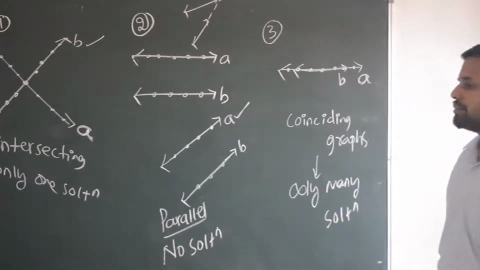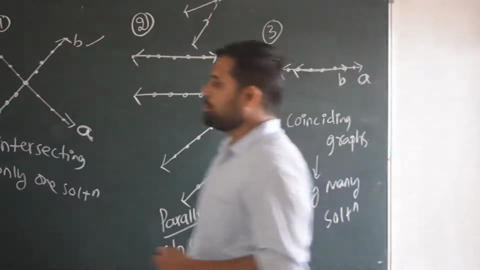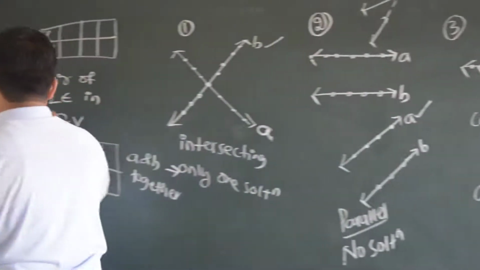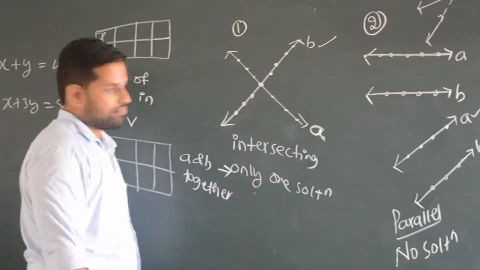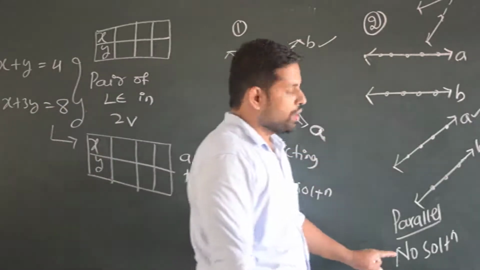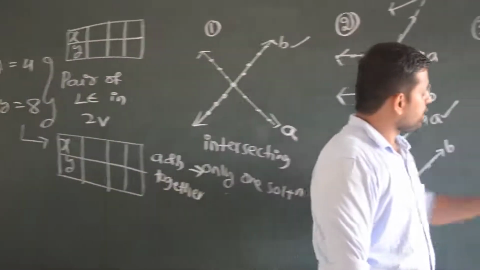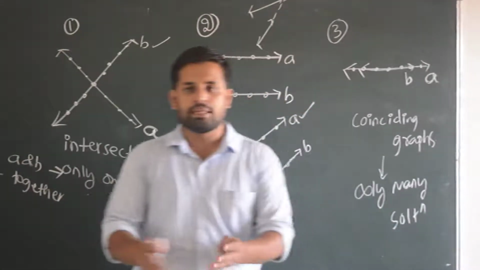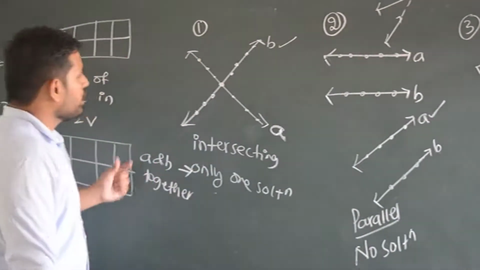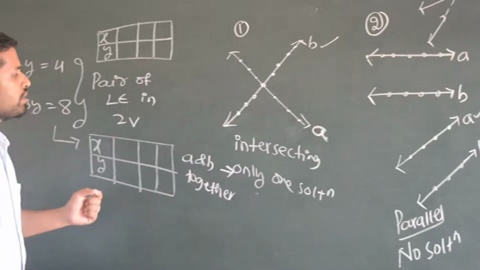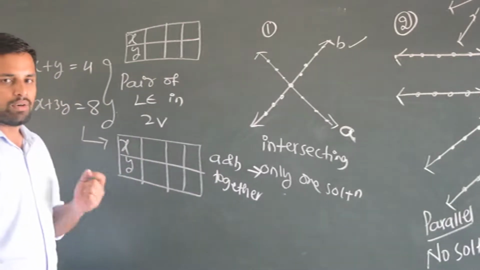What I am trying to tell you is that whenever they are giving you a pair of linear equations in two variables, if the graphs are intersecting, it means only one solution. If the graphs are parallel, it means no solution. If the graphs are coinciding, it means infinitely many solutions. Is this understood? Very simple module I have told you, and geometrically also I have given you all the meanings of these things. I hope you understood.